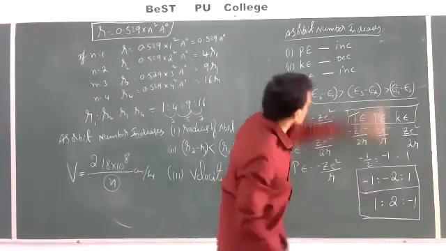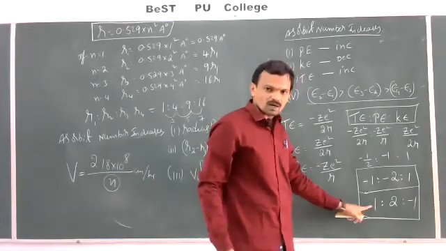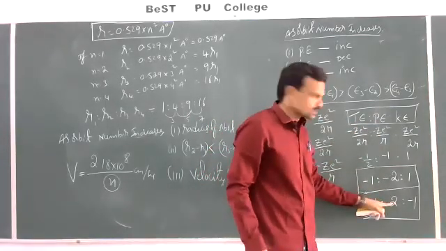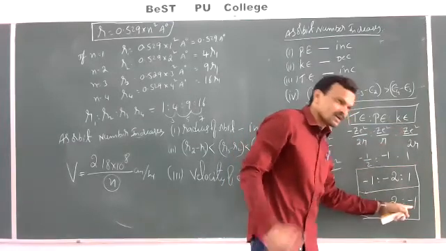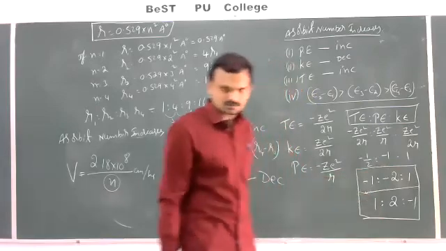From this we can understand this very clearly. Total energy is increased by one time, potential energy is increased by 2 times, kinetic energy is decreased by 1 time. Either like this or like this, you can represent it here.